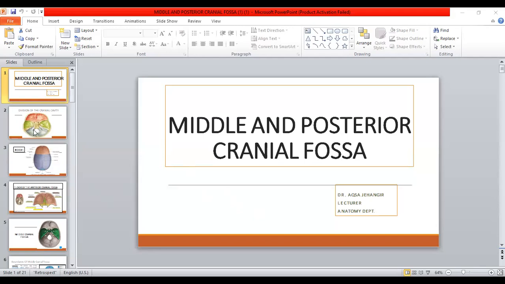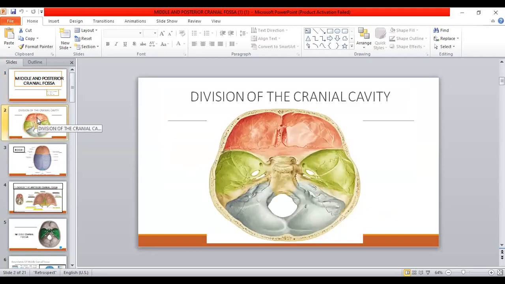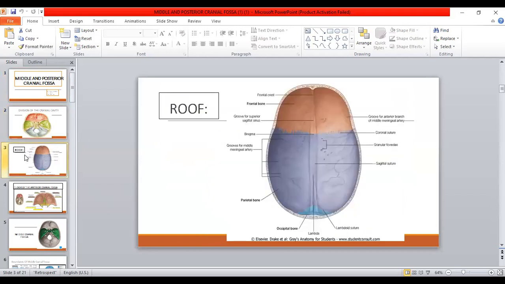So, today our topic is the middle and posterior cranial fossa, division of the cranial cavity. First, we have the review.